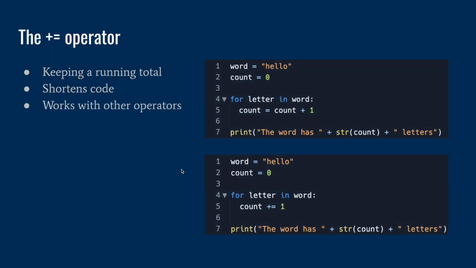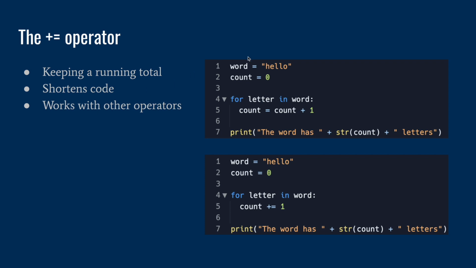Next, let's look at this handy little operator, which is the plus equal to operator, which is extremely useful, and we will use it in the future for things like keeping score or keeping count while using the for loop. The plus equal to operator shortens code, and it also works with all other operators. So it doesn't really need to be plus equal to, it can also be minus equal to or multiply equal to. Let's look at an example here.